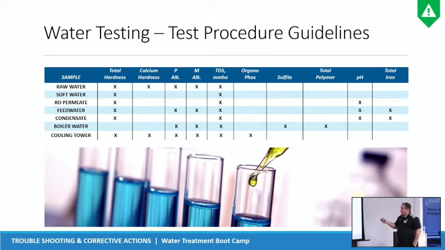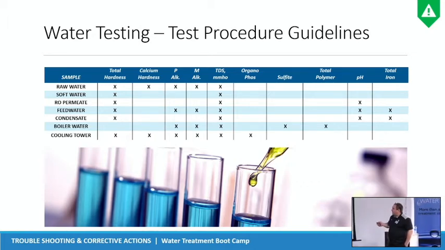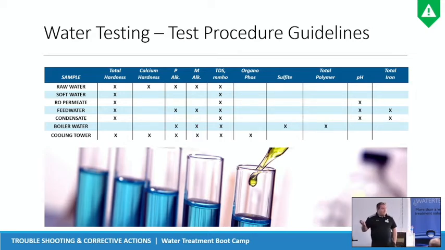So a lot of us have a matrix that probably looks like this. Check for sulfites in your boiler water. Check for polymer in your boiler water. Check for the total iron in your condensate system. Iron in your feed water. Hardness. And you notice the hardness is all up here in the raw water and soft water in the pretreatment. So you have a matrix that's typically done between yourself and your boiler water chemical treatment provider.